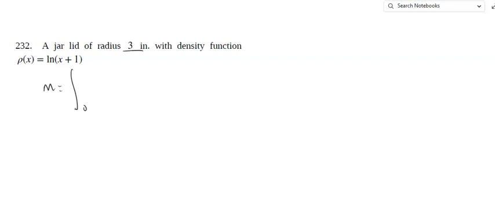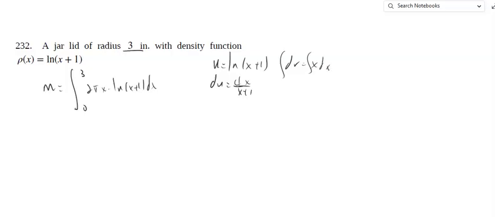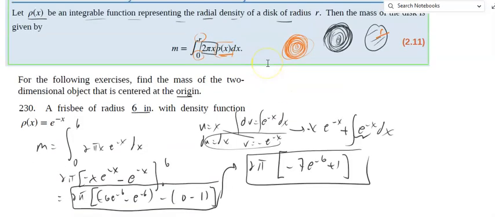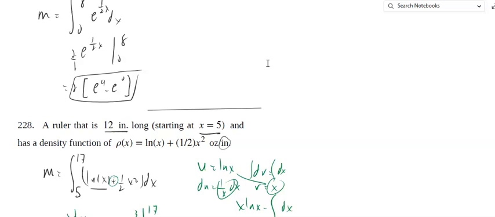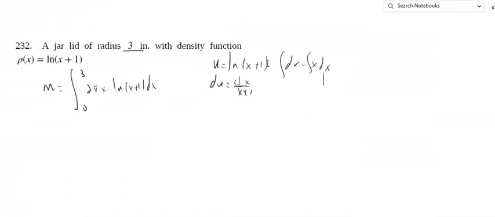Here we're talking about a disk with a radius of 3 inches, and the density function is natural log of x plus 1 dx. We should know that anytime we're dealing with a natural log or inverse trig function, we let u equal that. dv must be x dx. I'm forgetting the dx. No, I haven't. Yep, I'm right. So v would be x squared over 2.